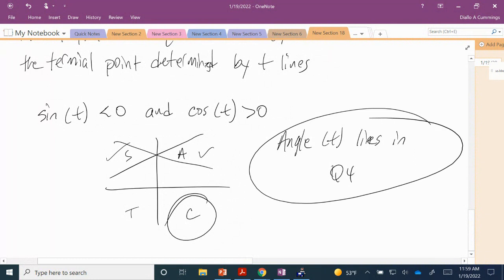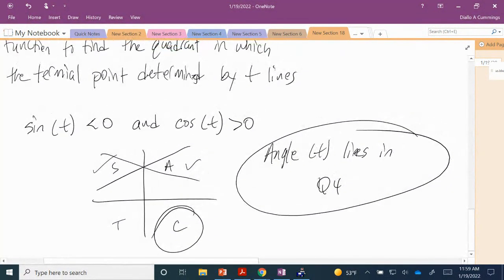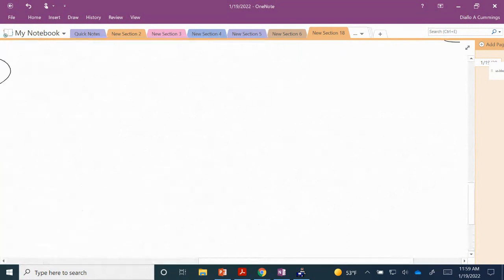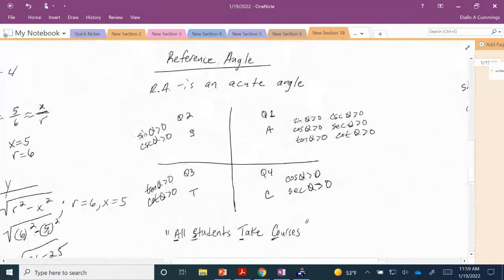All right, so in order to determine which quadrant your angle lies in, you want to use the mnemonic all students take courses, and that alludes to the signs of the trig functions in each of the four quadrants. So here we have that the angle t is in the fourth quadrant. All right, so lastly, we're going to finish up this reference angle chart.